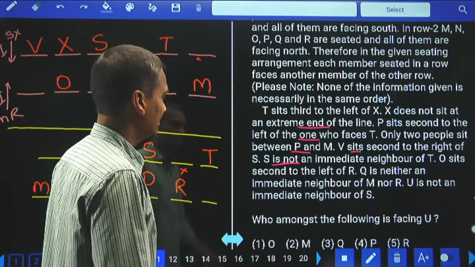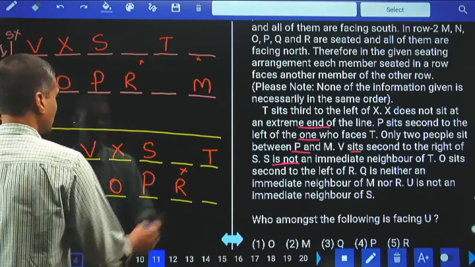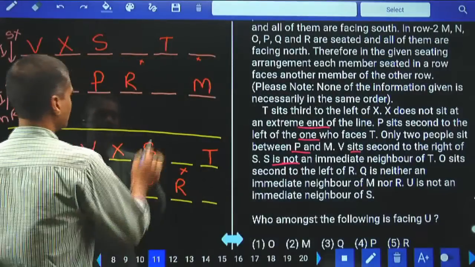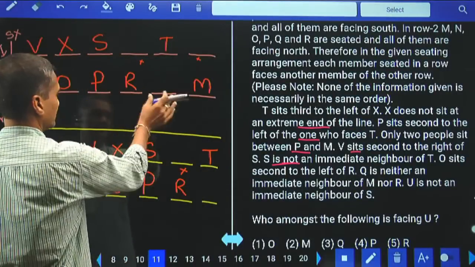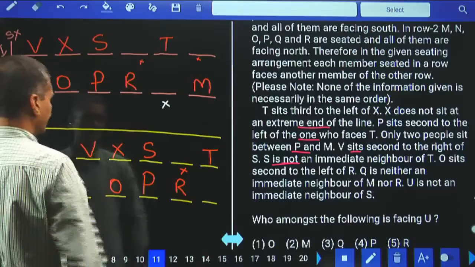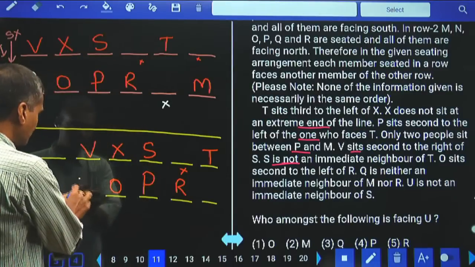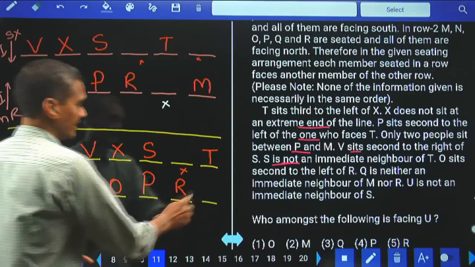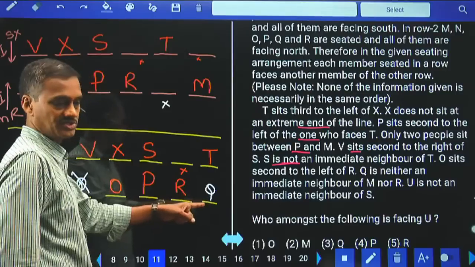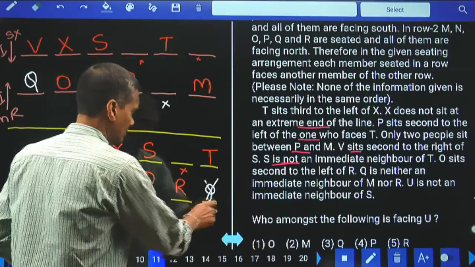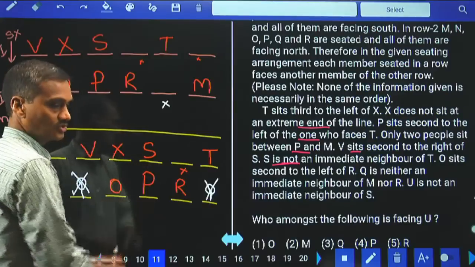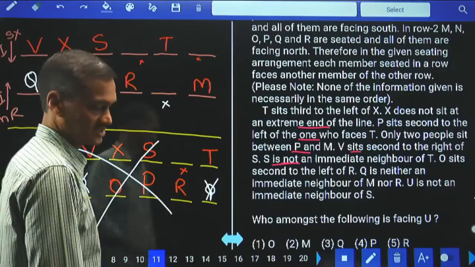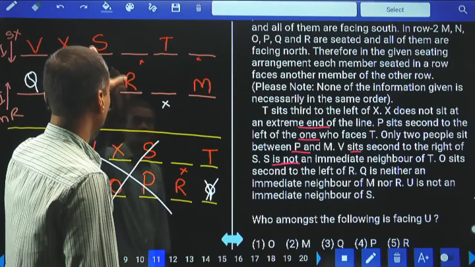Q is neither an immediate neighbor of M nor R. Hence Q cannot be here, isn't it? Now if Q is here, he will be adjacent to M, which is not possible. And if Q is here, then again he will be adjacent to R, which should not be the case. Why? Because Q is neither adjacent to M nor to R. Hence the second case is invalid, because there is no place for this Q to sit. Hence we are left with only this one.